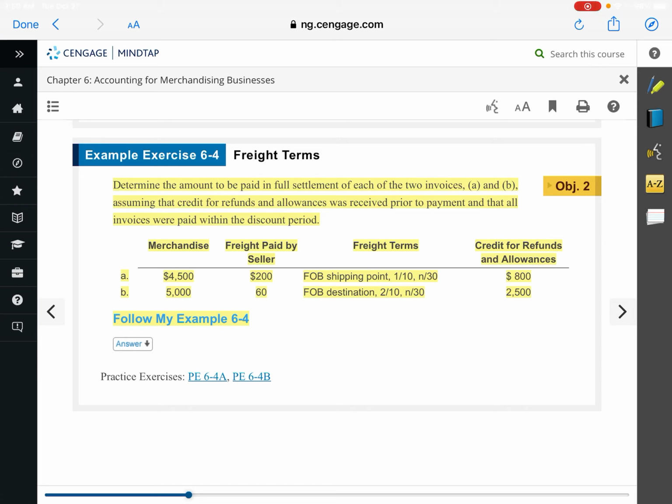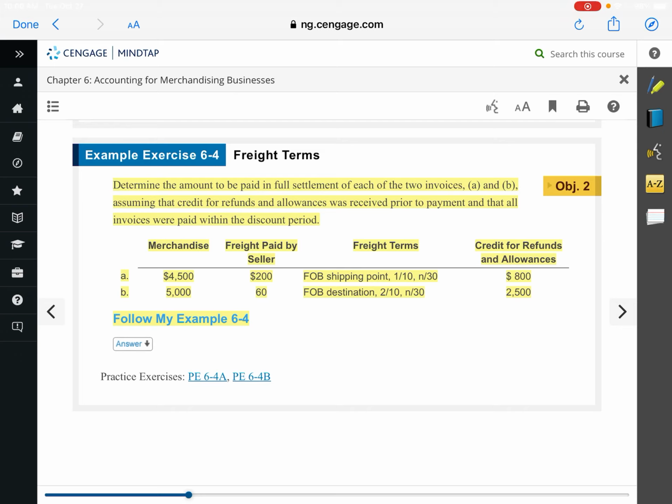So we purchased $4,500 worth of goods. And then they returned $800 worth. Okay? What was the discount that we were offered? 1%. And as we said last week, we always assume that the customer takes the discount. And even if we didn't, the problem says all invoices were paid within the discount period. Okay? So we know that 1% of 4,500 is $45, and then $8.